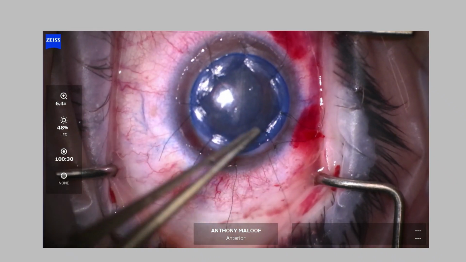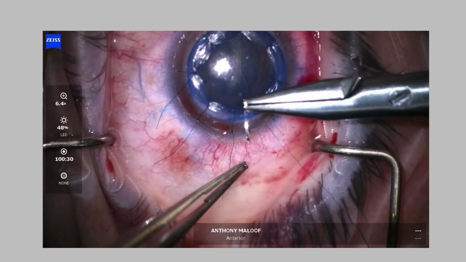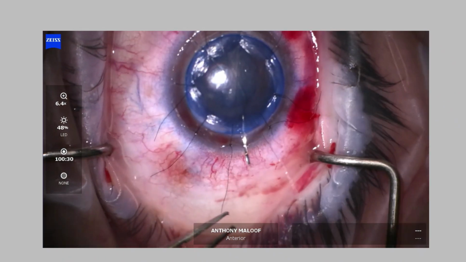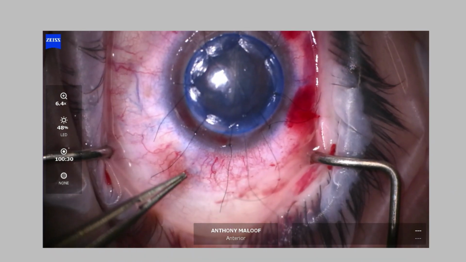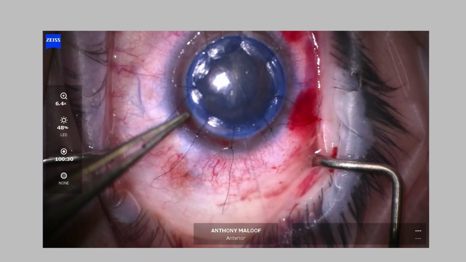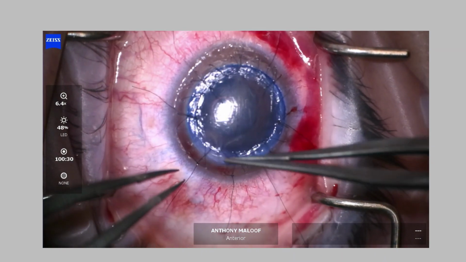And you just keep going around. How you do this is an art in itself. Not really the subject of this video. Notice I'm going in the interface. Don't just place it in the stroma. You've got to go deep into that interface. Find the interface. Note also the eye's full of saline, not air. We want to keep that endothelium happy.